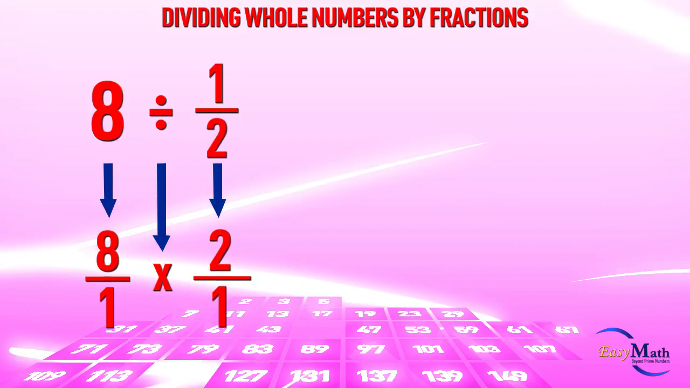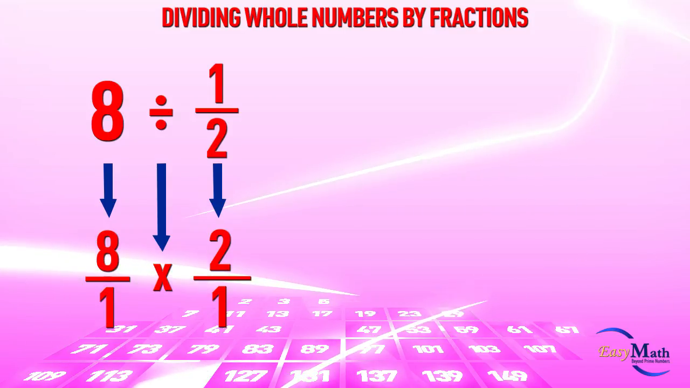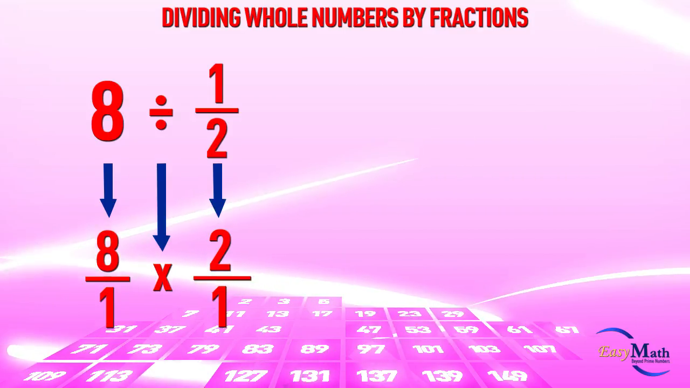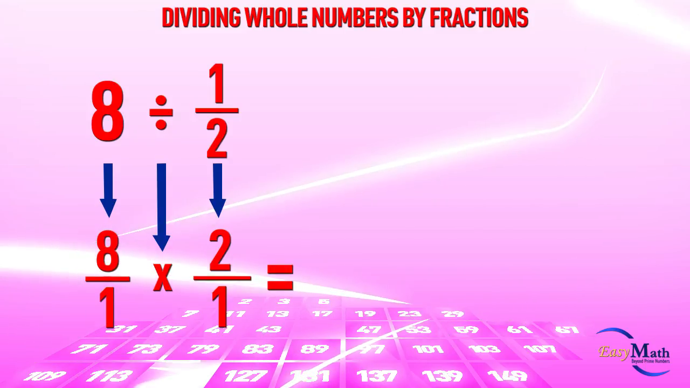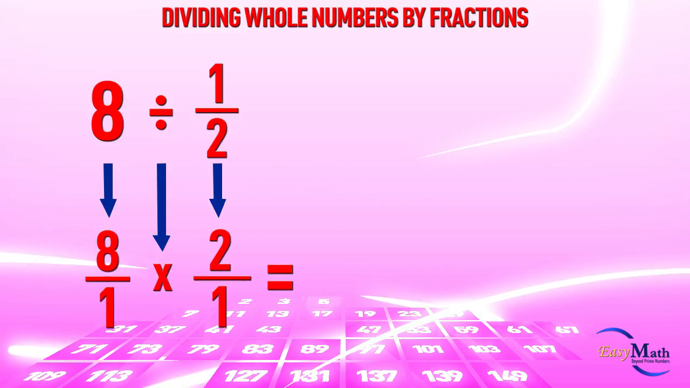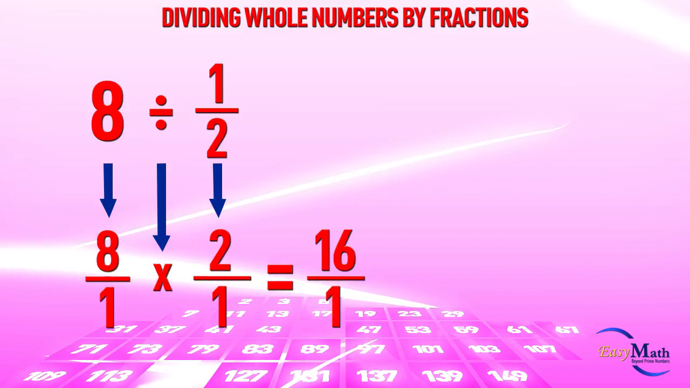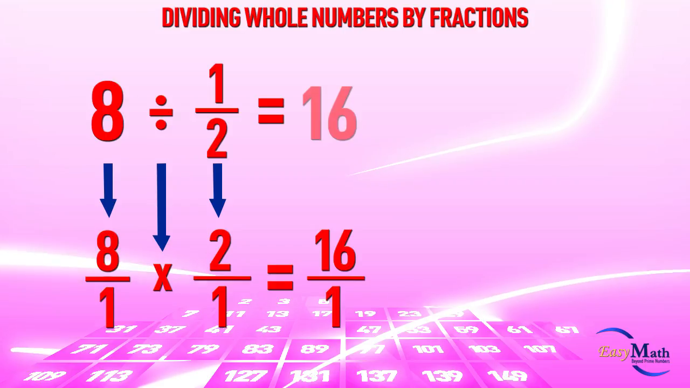Now we have two fractions here that we can multiply. Now it looks here as though we've got 1s in the denominator, so there's really nothing to factor out, so we're just going to go ahead and multiply across. We say 8 times 2 is 16, 1 times 1 is 1, and our final value is 16.